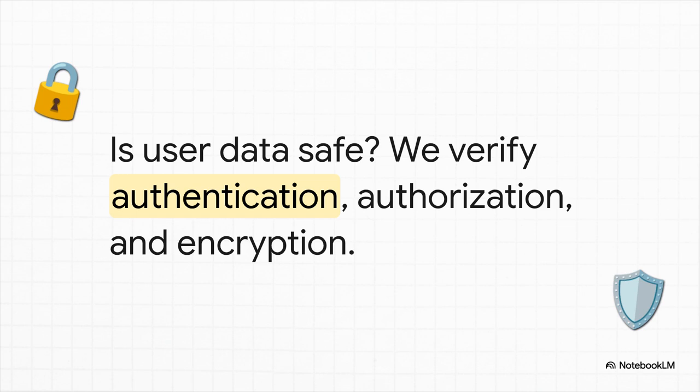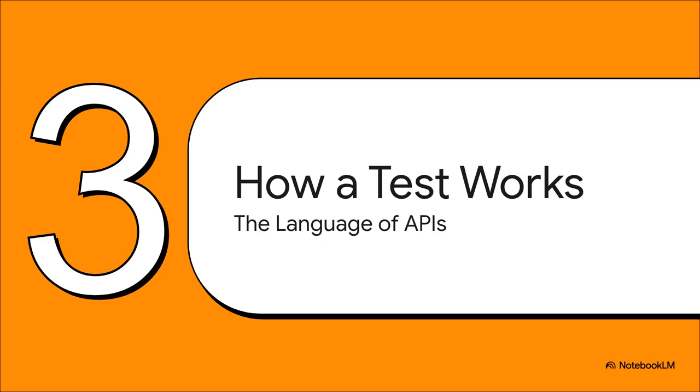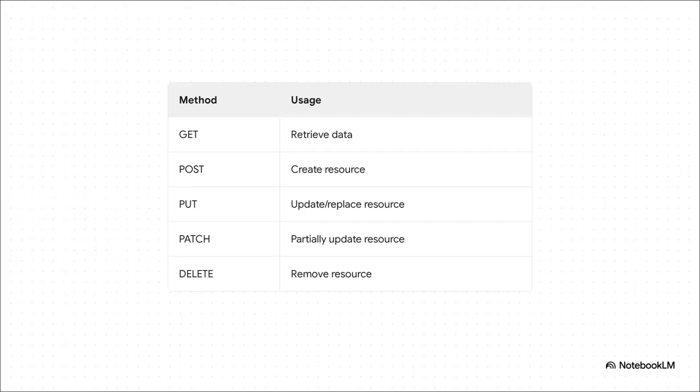This is what stops someone else from seeing your data. Absolutely crucial. Okay, so we know what we're testing, but how do testers actually talk to the API? Well, they use a set of simple, clear commands. You can almost think of them as verbs for the digital world. It's really just a simple list of actions.